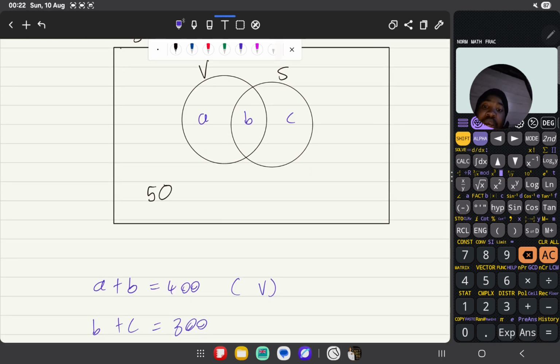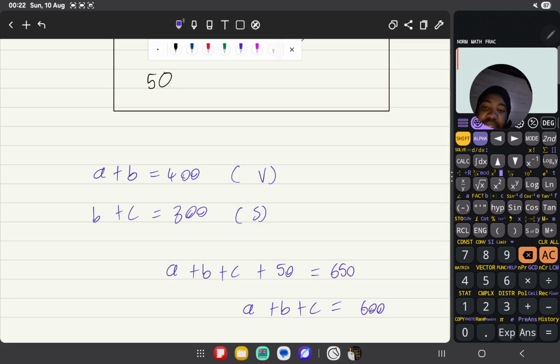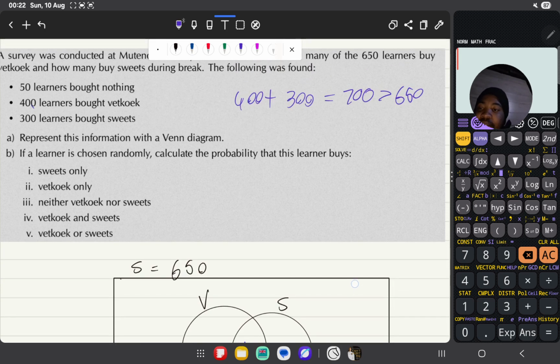And now when you add A plus B plus C plus 50, it will give you exactly 650, all right? By that we are also saying A plus B plus C will give you 600. Do you understand? I hope it's clear in pictures. Things are starting to be clear. And of course, I forgot to write this one will be for sweets. So let's start working.